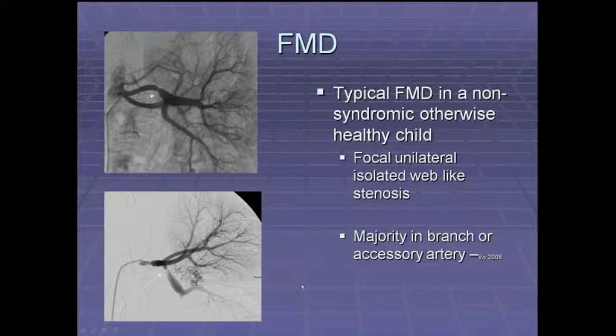In a study that I published several years ago, the majority of FMD or renal artery stenosis in children actually may occur in branch or accessory renal arteries and does not involve the main renal artery. That has significant implications for imaging. We'll talk about that in a few moments, okay?